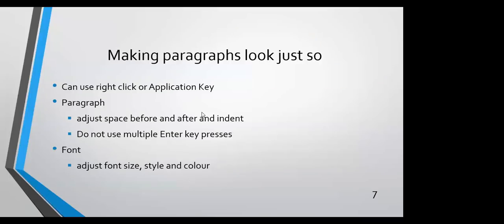Making paragraphs look just so, and most of you will probably know this. You can either right-click in the paragraph or use the application key if your keyboard has one. The application key is that very useful key just to the left of the right control key. If your keyboard has one. Another option is if your keyboard, and some don't these days, if it doesn't have an application key, Shift F10 will do it.